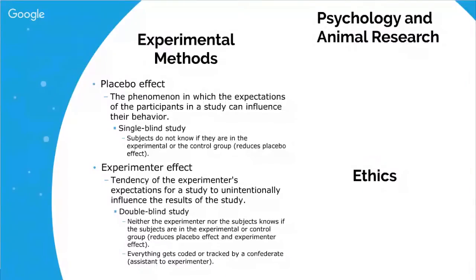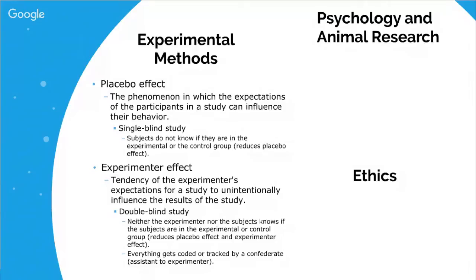In order to do this effectively, things need to be coded and tracked by a confederate. And this is basically a person that you can trust, somebody that knows which people are in which group but has no direct hand in the study, meaning they don't actually view any of the subjects and they don't record any of their behaviors. They don't view the experimenter. All they know is which people are in which groups.